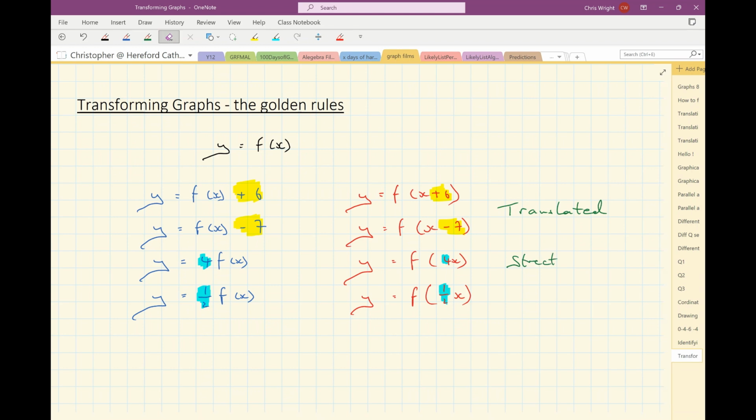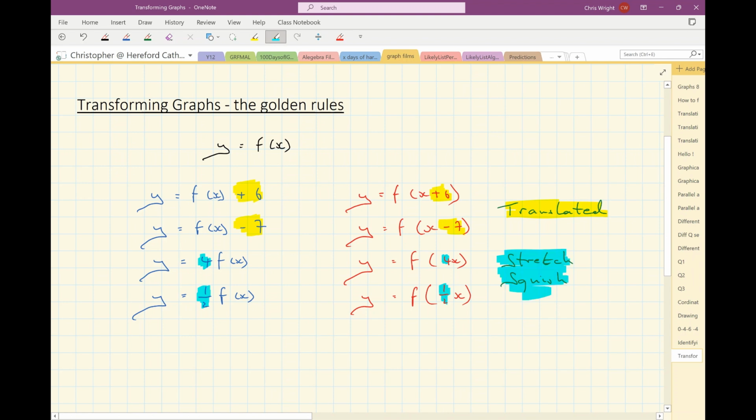And I would call a stretch by a fractional factor a squish. But of course, the examiners would be expecting you to call it a stretch by a factor of a half, perhaps. So, the second and final question, is your change an addition or subtraction change, in which case we're dealing with a translation, or is your change a multiplicative change, in which case we're dealing with a stretch or a squish?